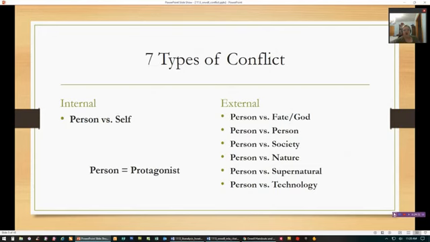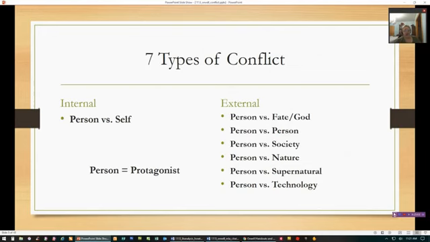It might be person versus society. This is where the person is going up against social rules. That could be law, that could be tradition or culture, right? Society could be represented by a town, a government, a corporation. Sometimes you might even have just one person, but he's not acting as an individual. Instead, he is acting as the representative of the group. So that's what's going on in that kind of conflict.